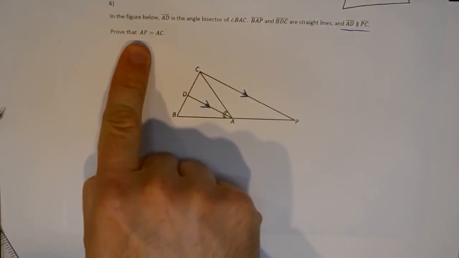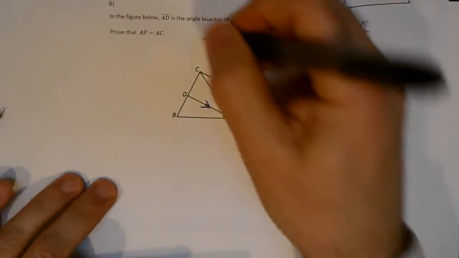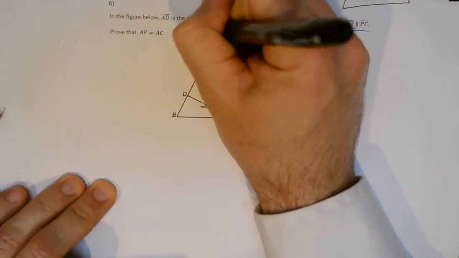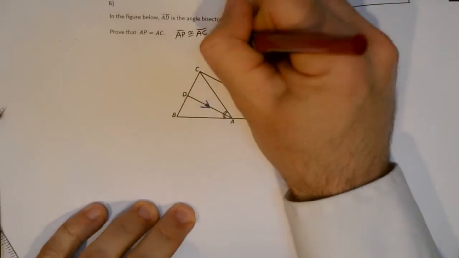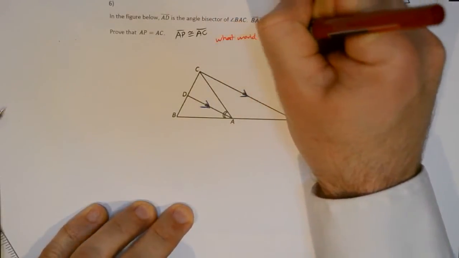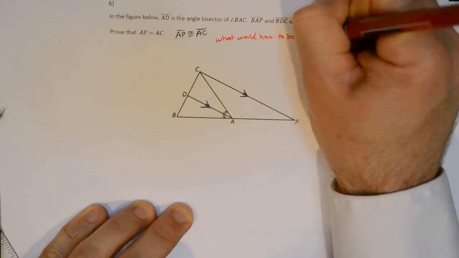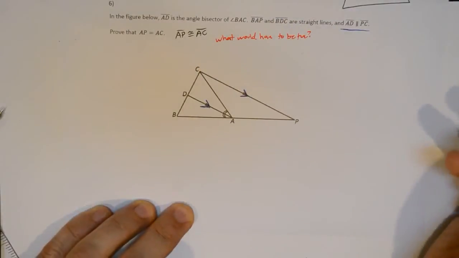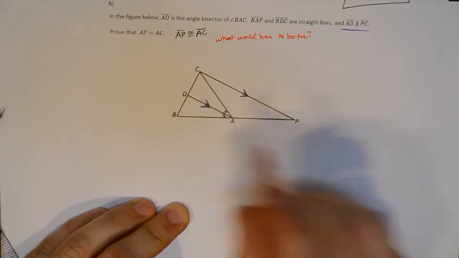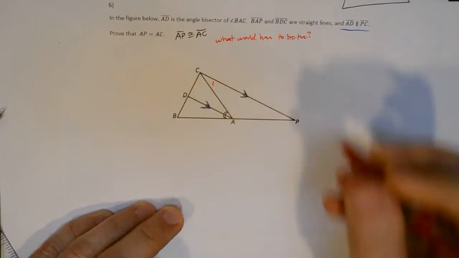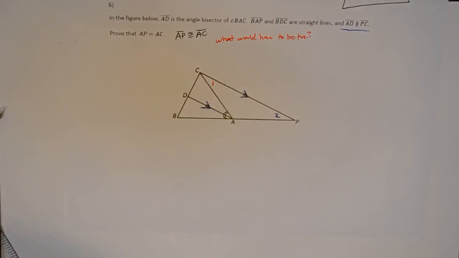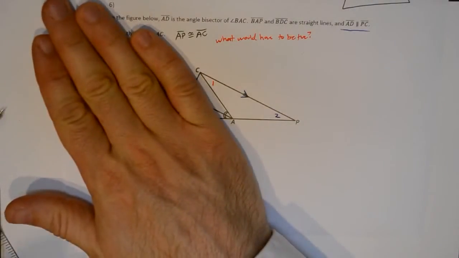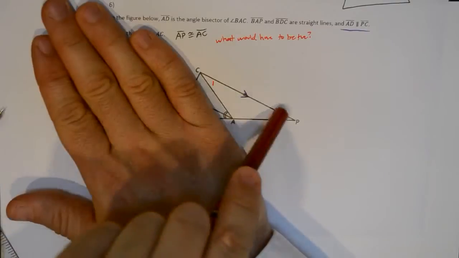So they want us to prove that AP is equal to AC, which is equivalent to proving that AP is congruent to AC. Right? I like to think in terms of congruence. Helps me organize my thoughts. So the first question I'd like to ask myself is, what would have to be true if AP was congruent to AC? Well, if AP is congruent to AC, then doesn't that mean that this angle over here, which I'll call angle 1, and this angle over here, which I'll call angle 2, would have to be congruent, right? Because you can see triangle APC would have to be isosceles if that's the case. So those angles would have to be congruent.